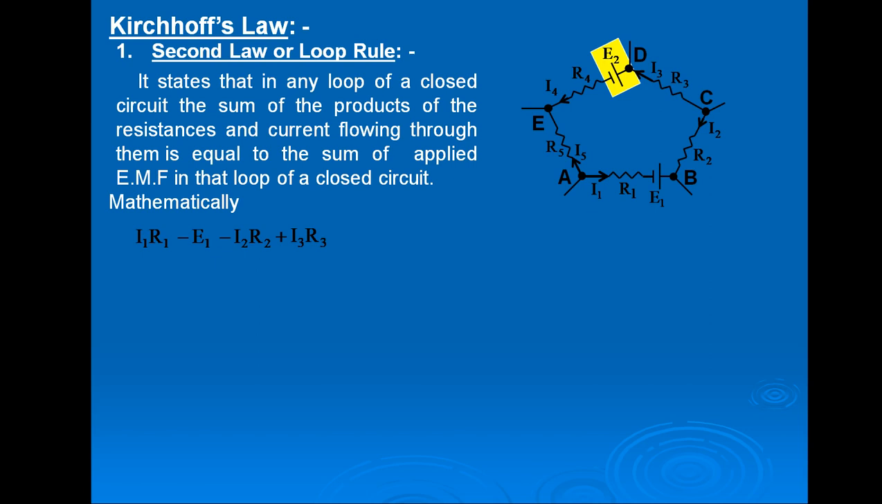Now cell E2 is connected between D and E, and potential is decreasing from point D. Therefore, it is also plus E2, and in resistance R4 current is flowing from point D to E, so E is at lower potential, so I4 R4 is also positive, plus I4 R4.